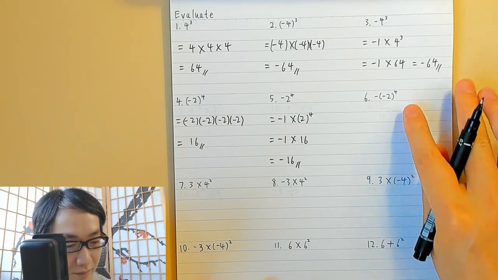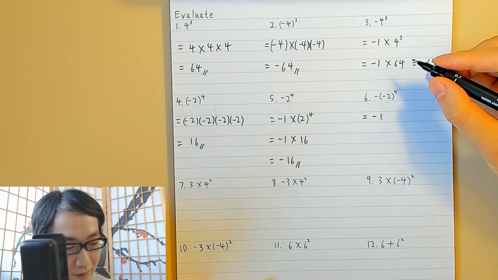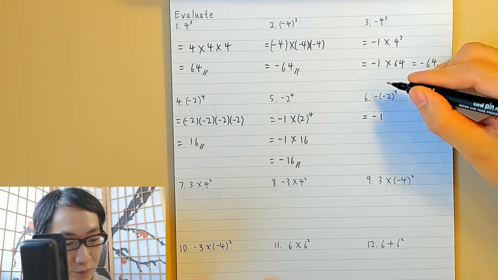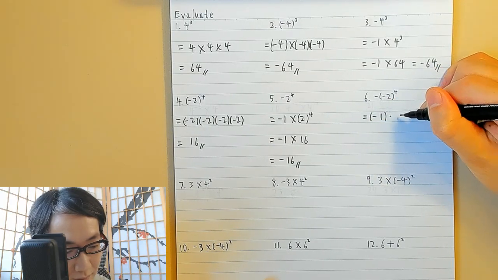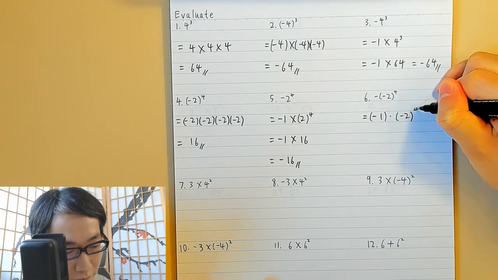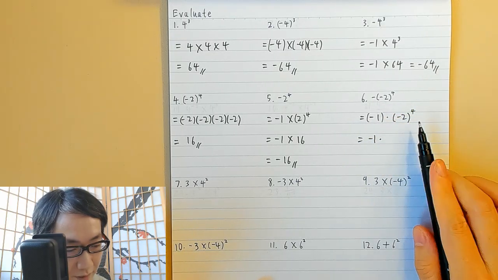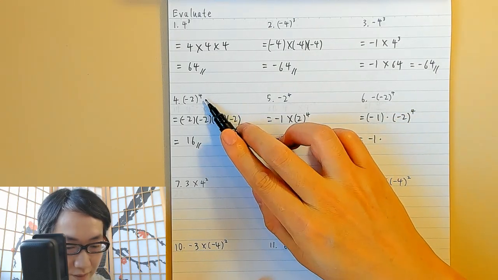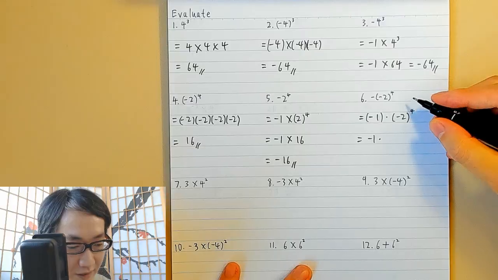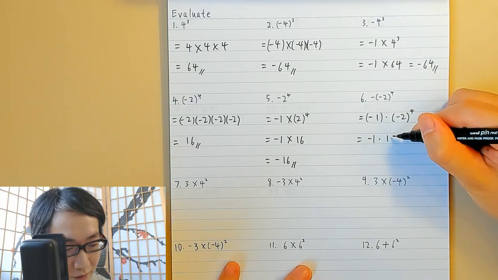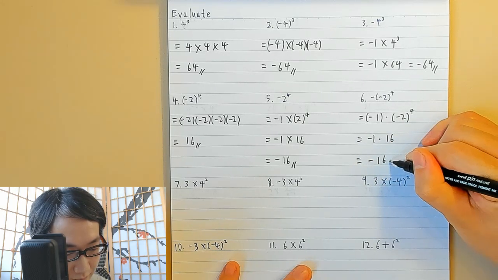And number 6, again, we change this to the exponential form. So negative 1 times negative 2 to the power of 4. Then 1 times this one, we did it here. This one is exactly the same as this one. So it is 16. Negative 2 to the power of 4 is positive 16. And we have a negative 16.